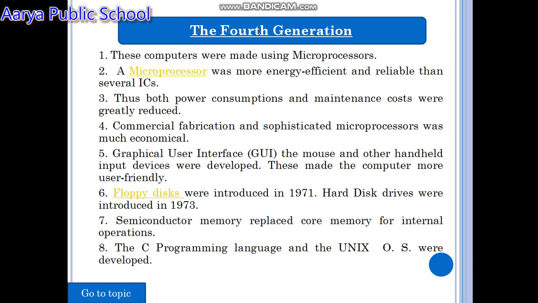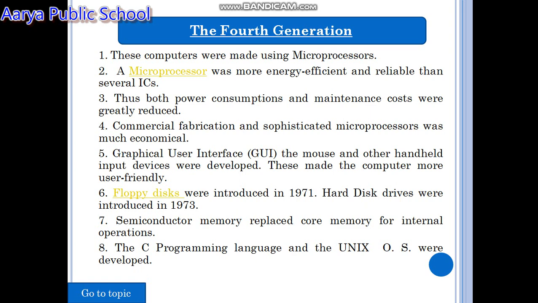A microprocessor was more energy efficient and reliable than several ICs. Until then, computers used ICs, transistors, and vacuum tubes. Now a microprocessor is more energy efficient and more reliable than several ICs. Thus both power consumption and maintenance cost were greatly reduced. Commercial fabrication of sophisticated microprocessors was also much more economical.